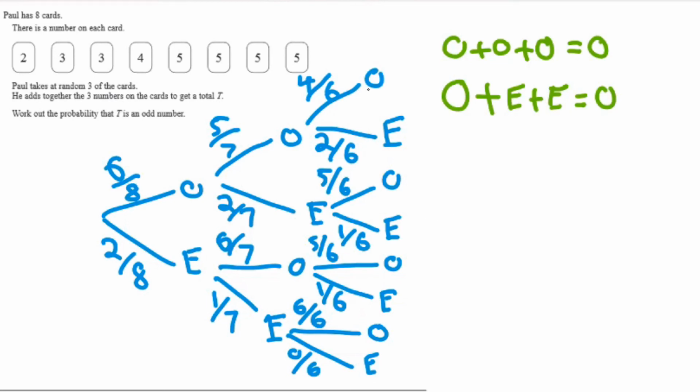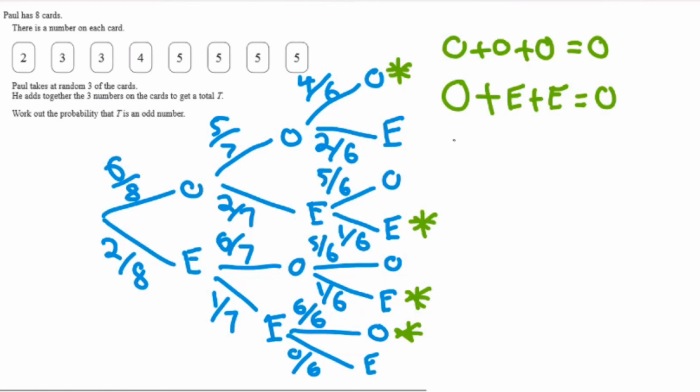So on our tree, the branches that represent either of these, it's the very top one, so odd, odd, odd. Then odd, even, even. Even, odd, even. Or even, even, odd. These are the 4 endings that will allow us to get an odd answer when you add whatever the numbers are. It doesn't actually matter what odd and even numbers they are, just by their nature, they will make an odd answer at the end.